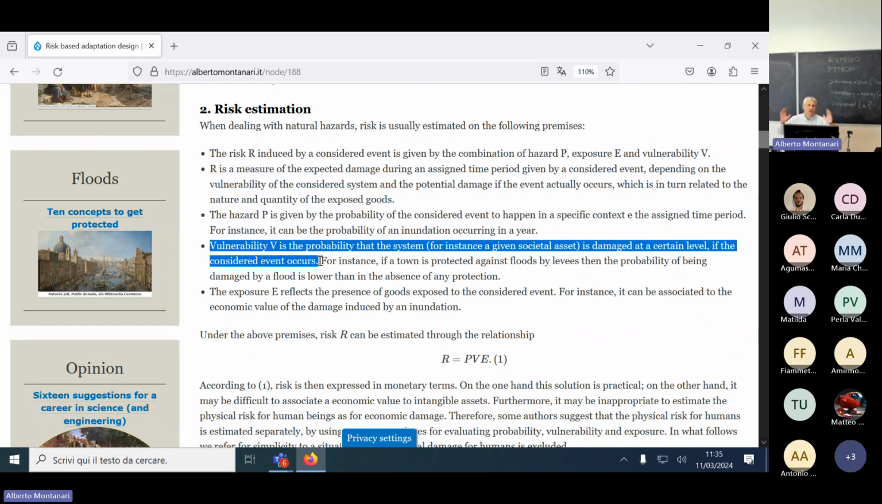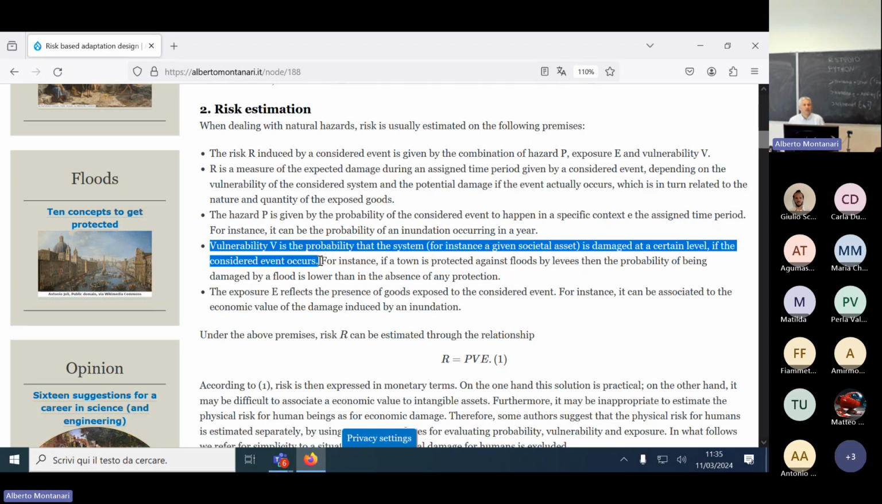So let's suppose that you have a levee protecting the city. The levee cannot be overtopped, absolutely. So even if the flood occurs, vulnerability is 0, because I don't get any impact, because there is the levee. Or let's suppose that you don't have any protection. So if you get a flood, the whole city is flooded, then vulnerability is 1.